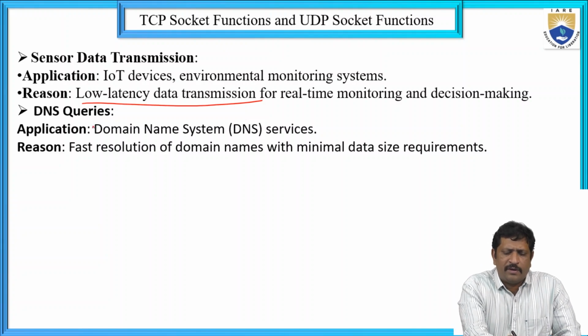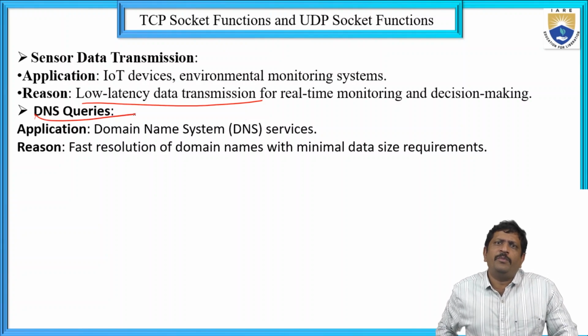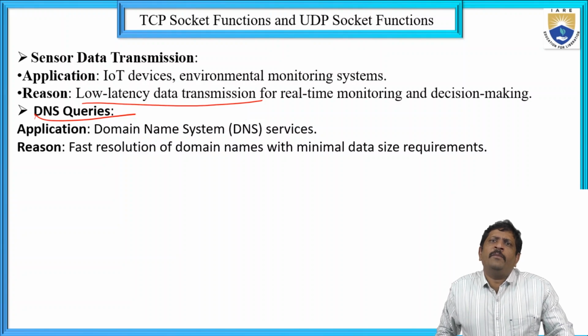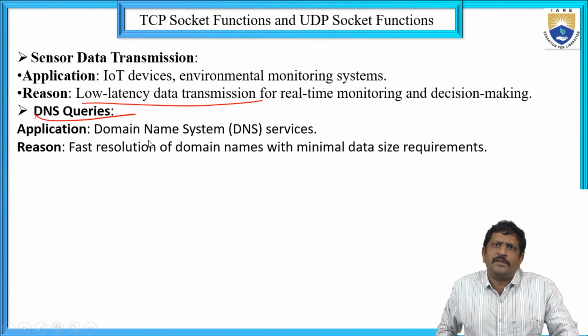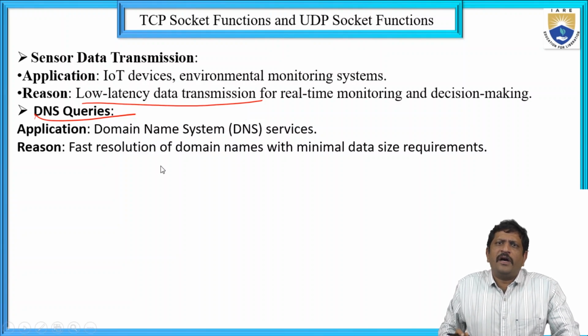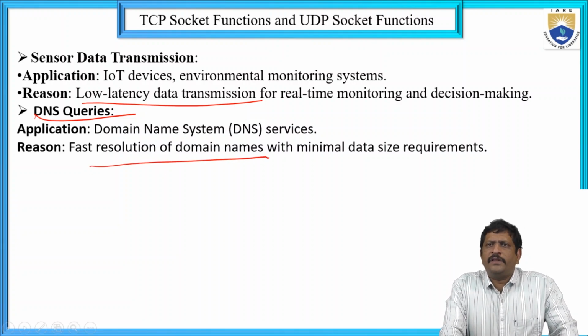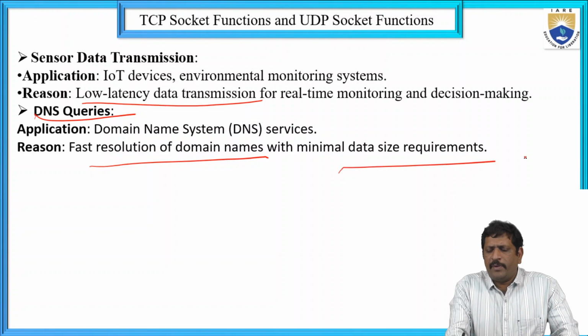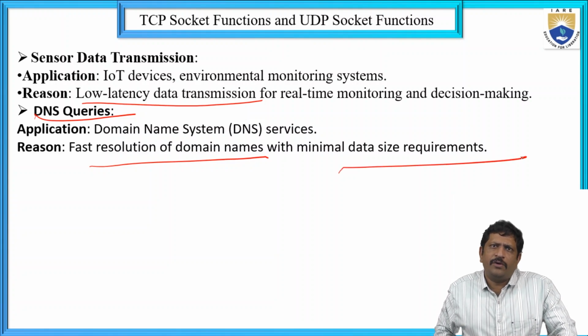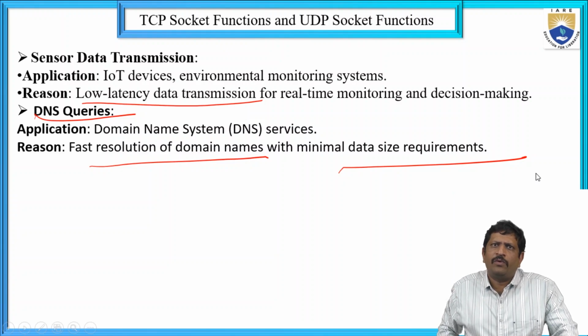Domain name server queries also utilize the UDP protocol, for domain name system services. The reason is that fast resolution of domain names with minimum data size is required for the domain name system services, and latency is also very low.